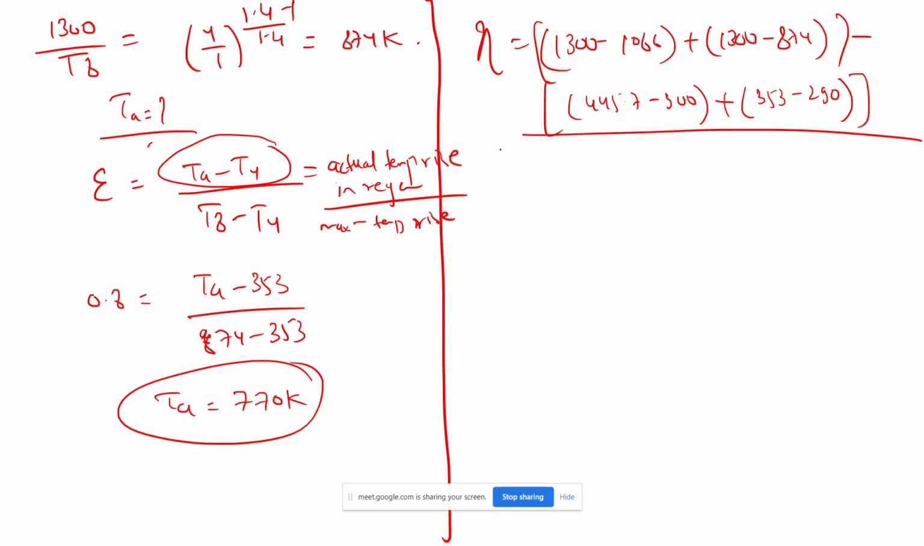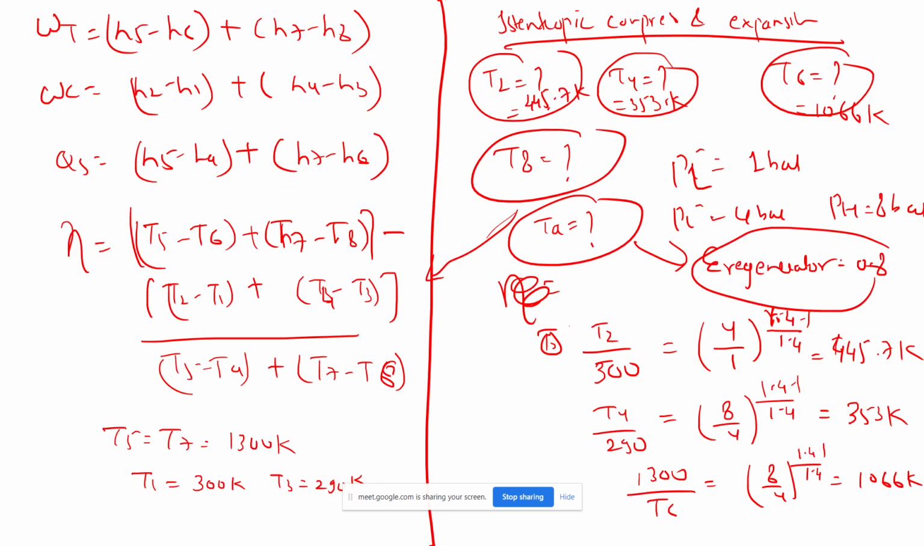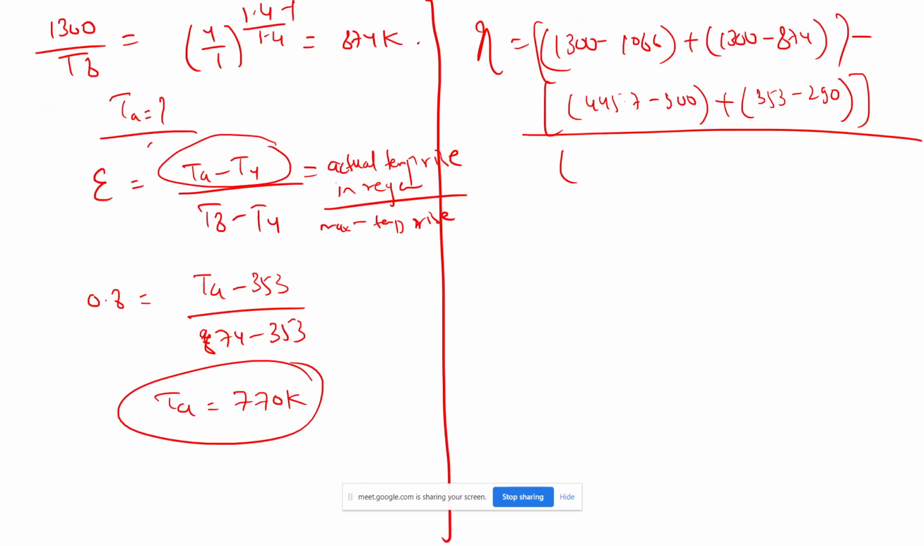Has anyone got the answer? What was the value of T2? 445.7, you only calculated, no? Yes, sir. What is the value of T5? 1500 minus, we have got 770 Kelvin plus T7.